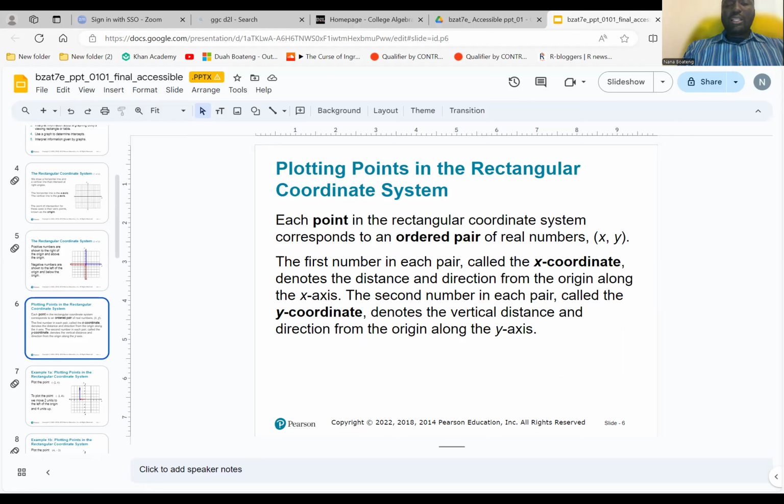So we call each pair of points in the rectangular coordinate system an ordered pair. For any point on a graph, we have the x component and the y component, and together we call them the ordered pair. We have the x coordinate, which is the x-axis value, and the y coordinate, which is the y-axis value, and together we call those two an ordered pair.